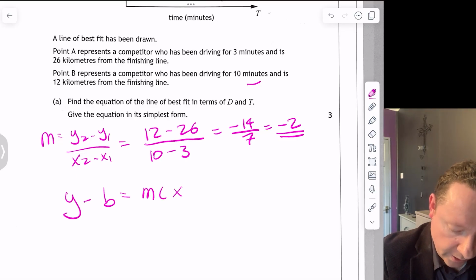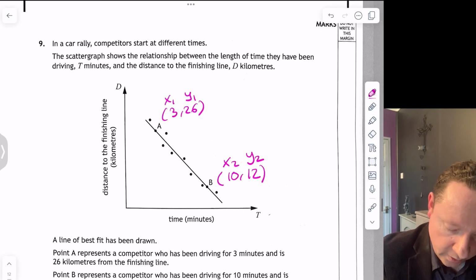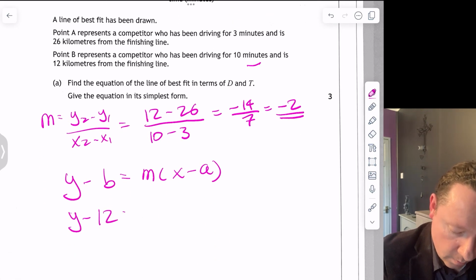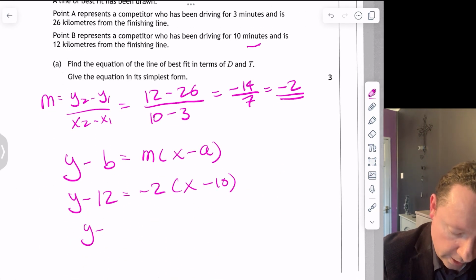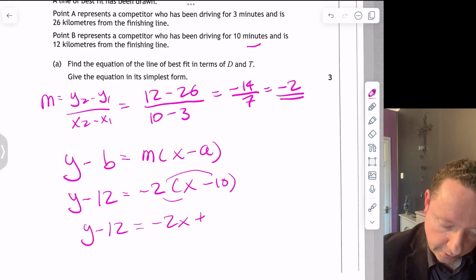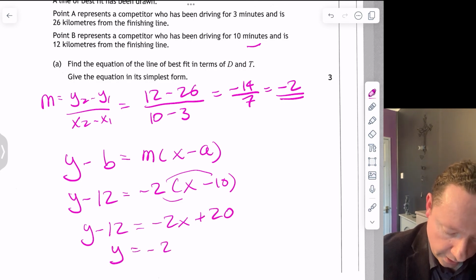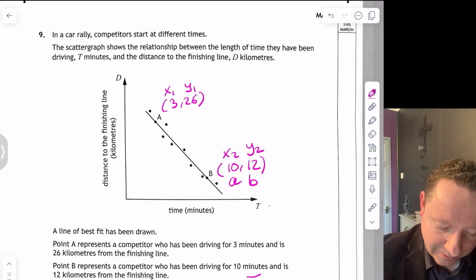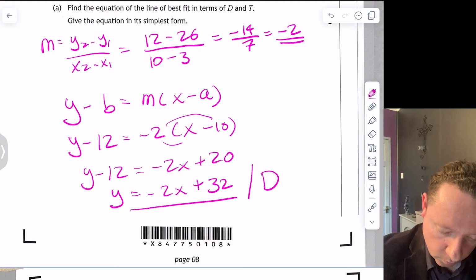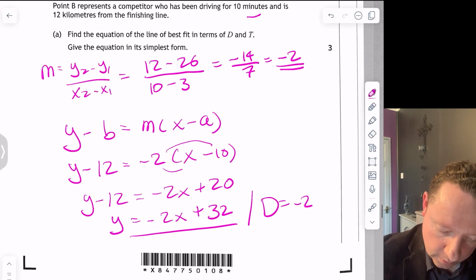You might have been taught to use y equals mx plus c, but you'll get the same answer. So I'll pick one of the points to be a and b. It doesn't matter which, so I'll just pick the 10 and the 12. Y minus 12 equals minus 2 times (x minus 10). Y minus 12 equals minus 2x, and a minus times a minus is a plus. Watch out, plus 20. So y equals minus 2x plus 20, then add 12, which is 32. And I'd usually be done there, except the axes are not x and y, they are D and T. So y becomes D. D equals minus 2T. Is that a big T? Yeah, it is. T plus 32, and that's my final answer, and we're done there.